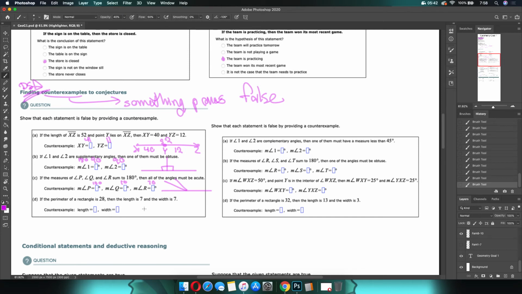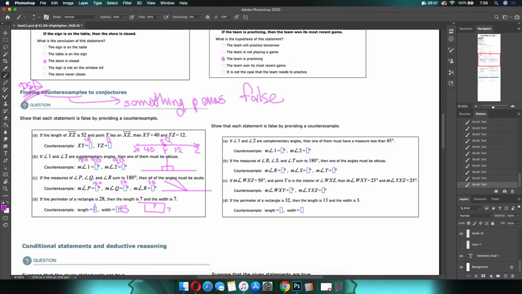Then the perimeter of a rectangle is 28. Then the length is 7, and the width is 7. That's what they're telling you. Well, what other additions can get you up to 28? So let's say you have a length of 1 and then a length of 13. That will still give you a perimeter of 28, and that's what counterexamples do.